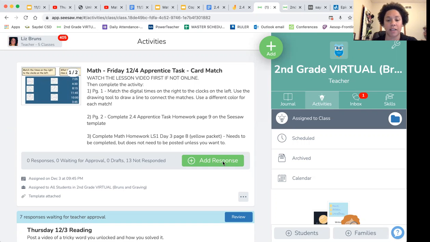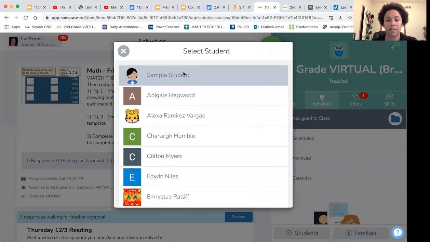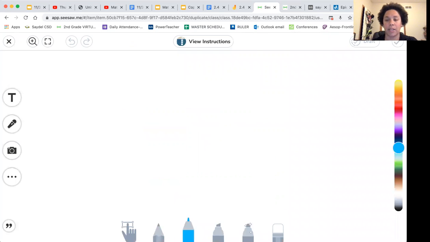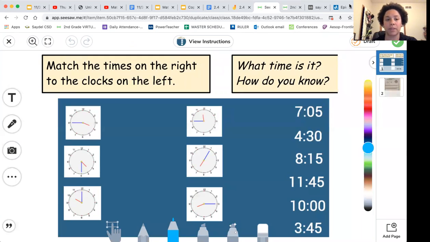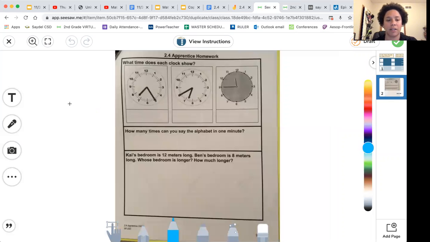So when you get to this, you'll find the Add Response button, and it will pop up. So page 1 will look very similar to our example. Match the times on the right to the clocks on the left. You have new times this time. New times and new times on the clock. What time is it and how do you know? Use your drawing tools, different colors to match each one. Then when you go to page 2, the apprentice task homework is here. You can use text box to put in your information or a drawing tool to write it in as well. When you're all finished with page 1 and page 2, you'll click the green check mark at the top to submit this work for your teacher to review.